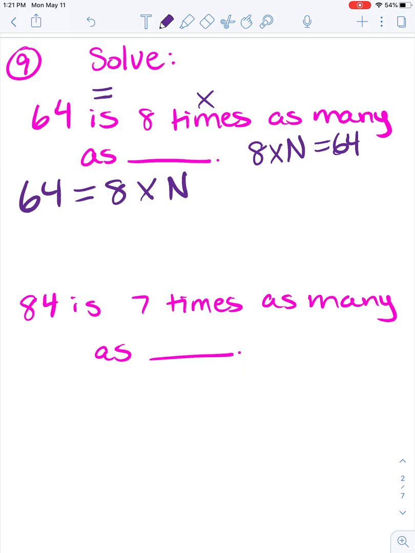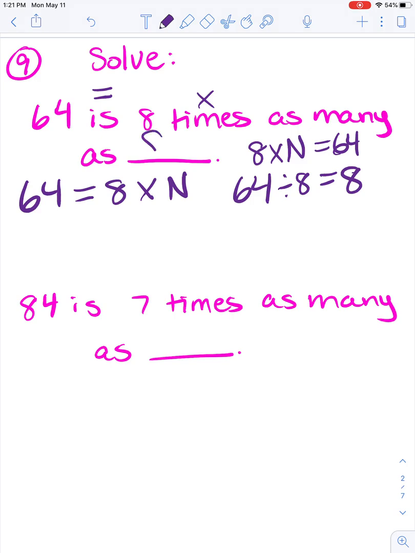I know if I change it and put n times 8 equals 64, that's not going to help me. So I'm going to do my inverse operation, inverse opposite. Inverse of multiplication is division. So I'm going to take 64 and divide it by 8. Count by 8s with me. 8, 16, 24, 32, 40, 48, 56, 64. It's 8 times.